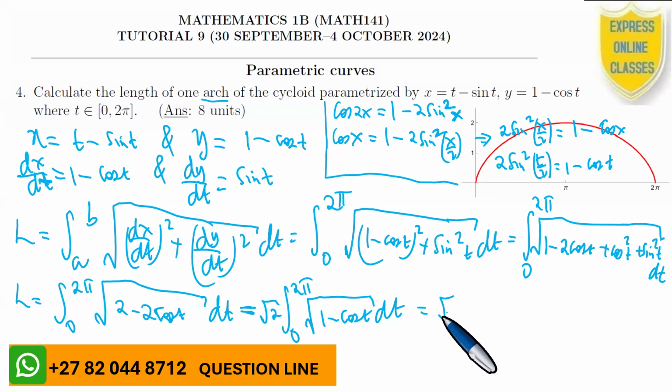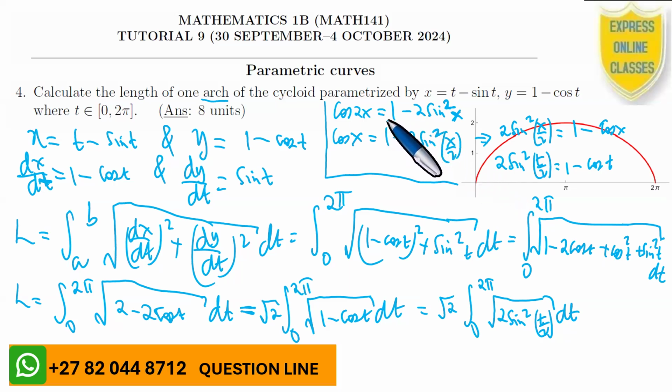At this rate, we have the square root of 2, and we have the integral from 0 to 2 pi. Whenever we have the square root of 1 minus cosine t, 1 minus cosine t is 2 sine squared t over 2 dt. Sorry, can you please re-explain that part? I'm so confused. How is cos x equal to that?